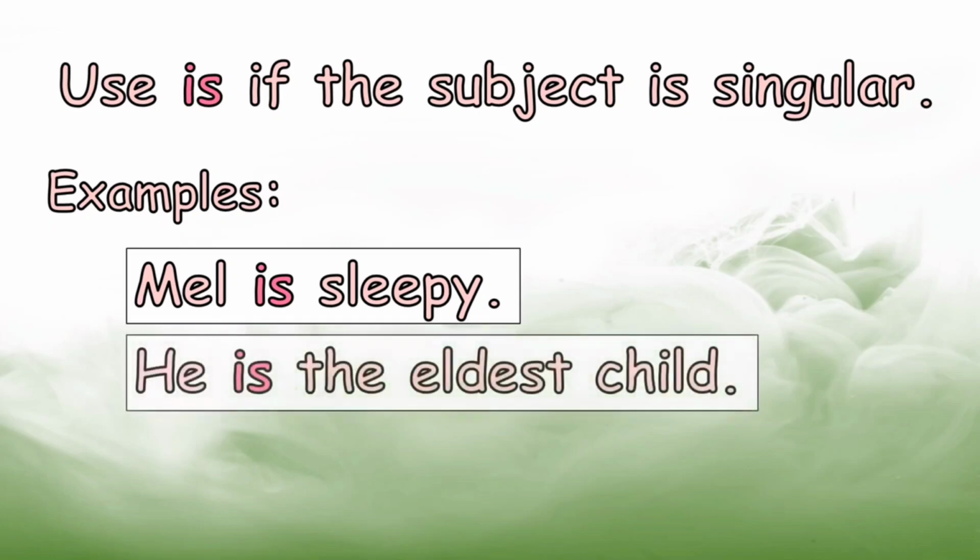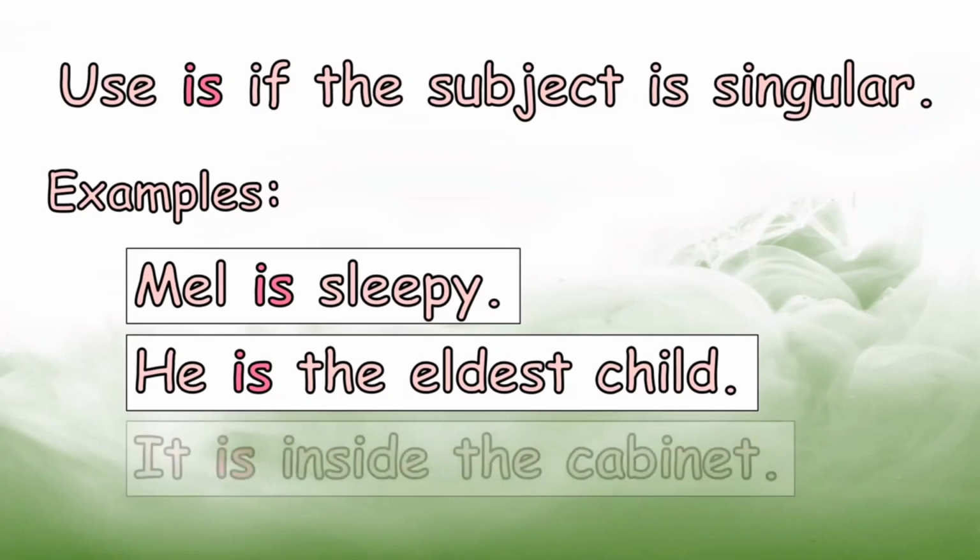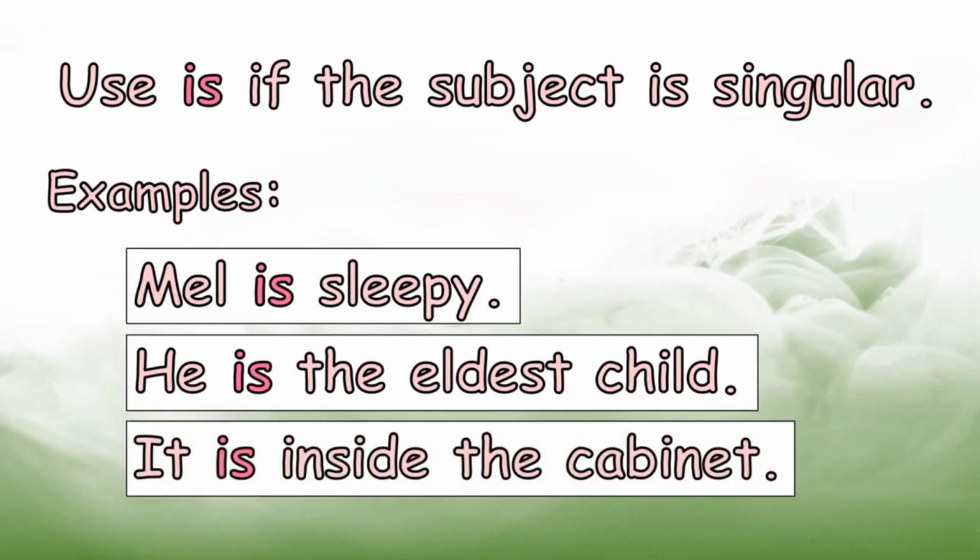Next example. He is the eldest child. He is a singular pronoun. Since our subject is singular, our verb is. He is the eldest child. Another example. It is inside the cabinet. It is a singular pronoun. Our subject is singular. That is why our be verb here is. It is inside the cabinet.